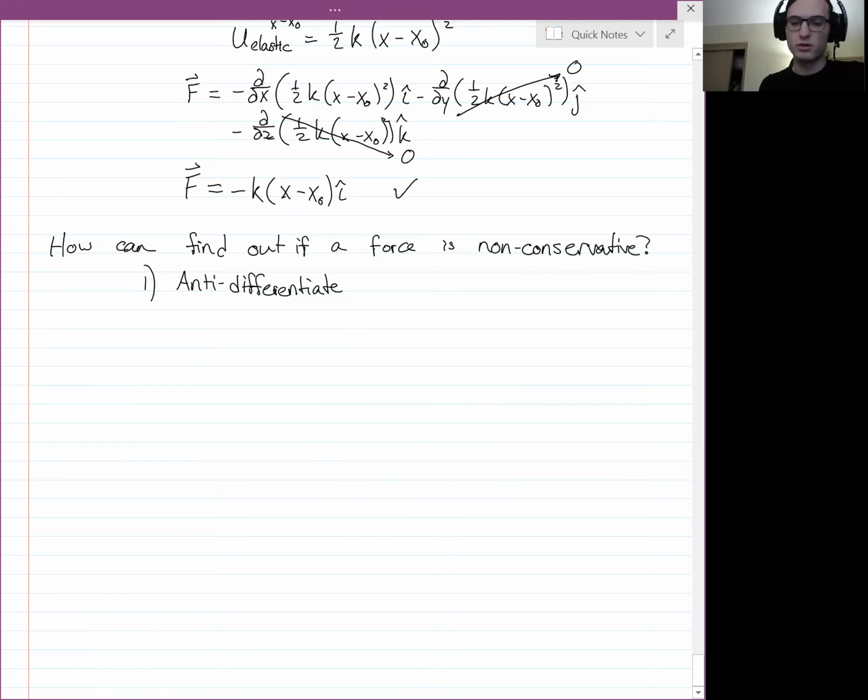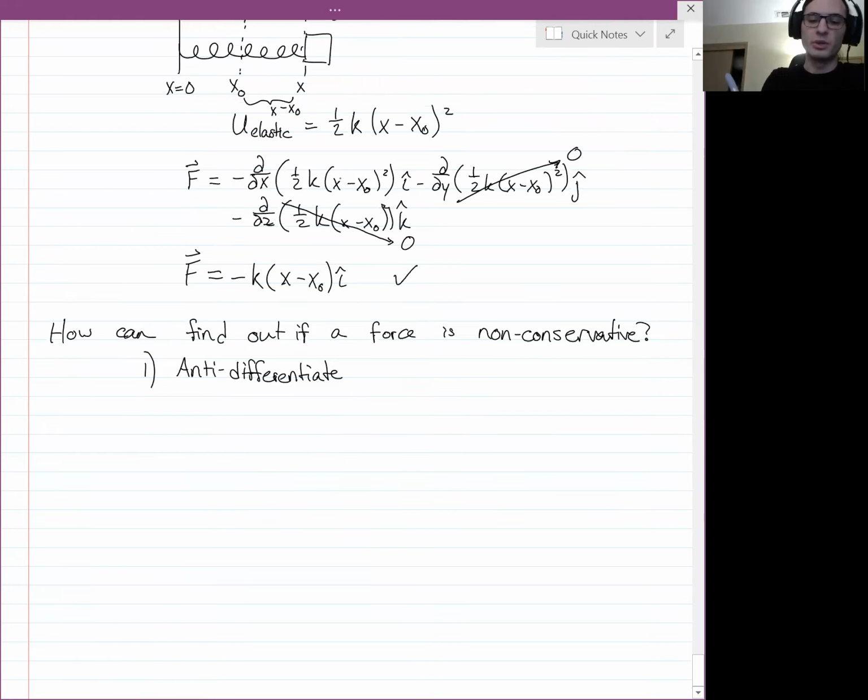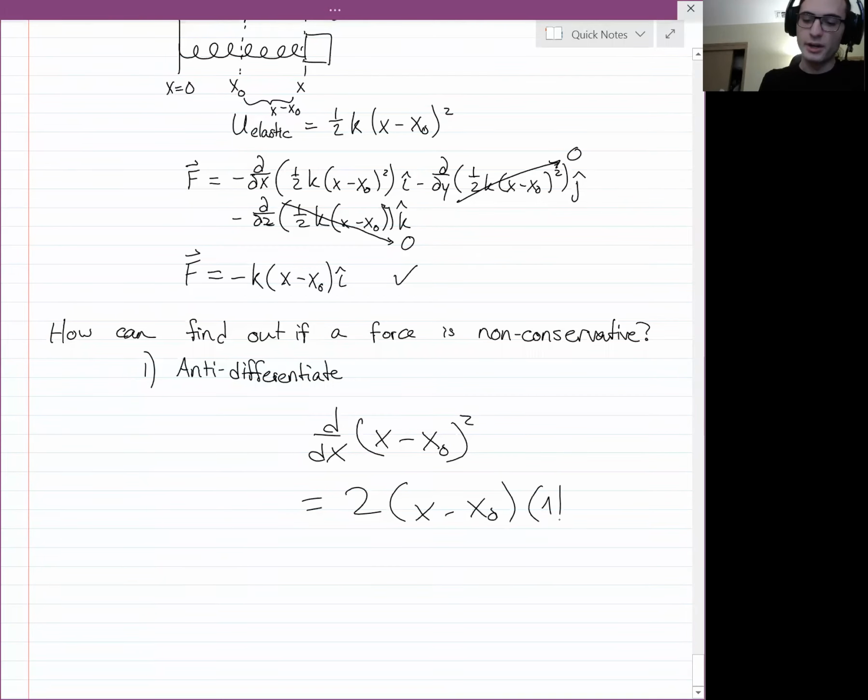Is it just 1 if you do the chain rule? Is what just 1? Yeah, so it's because it was x minus x naught squared. So the derivative of this is 2 times x minus x naught times 1. That's all.